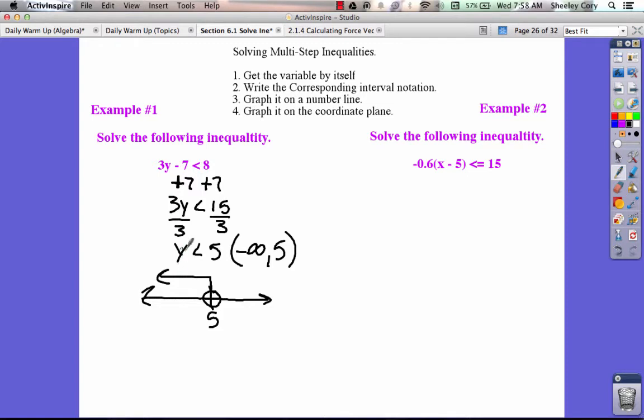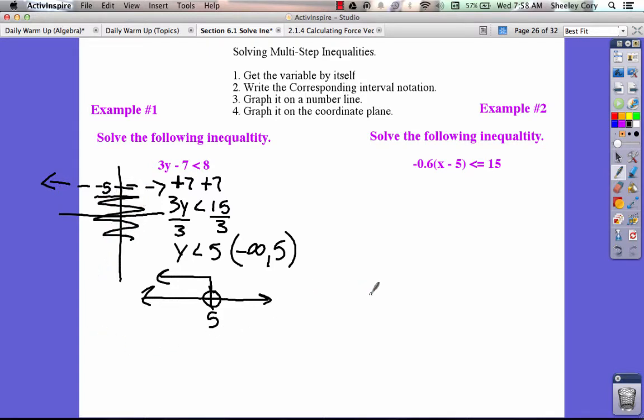And then finally, because the variable is a y, we're going to make the graph. We're going to mark it at 5 on the y-axis. Because it's the variable y, we're going to make a horizontal line. It's going to be dashed. And because y has to be less than 5, we're going to shade underneath.